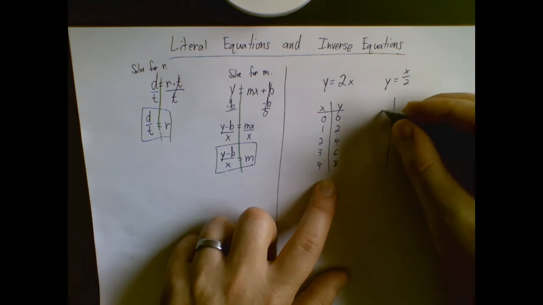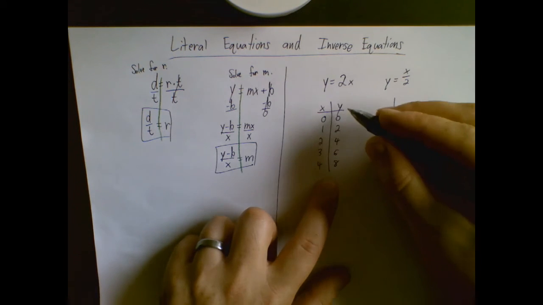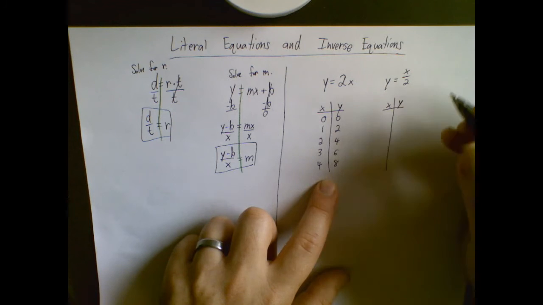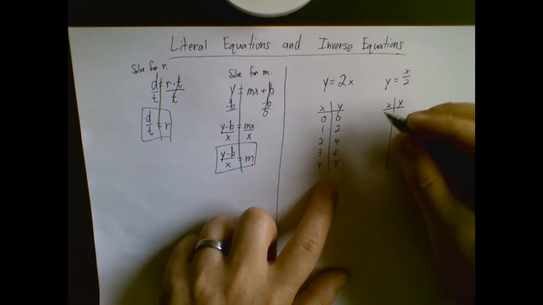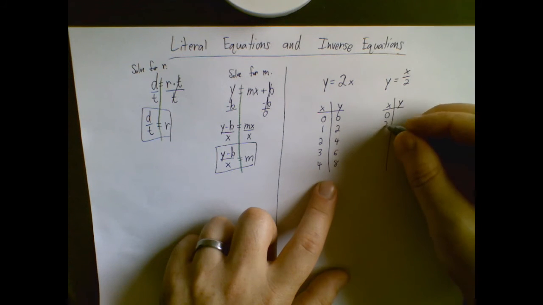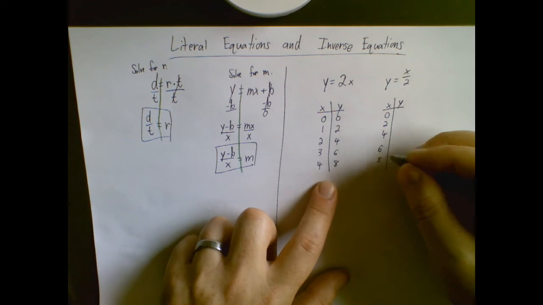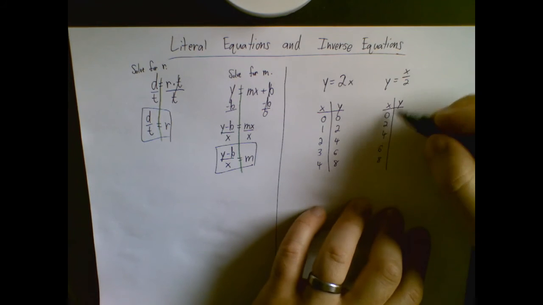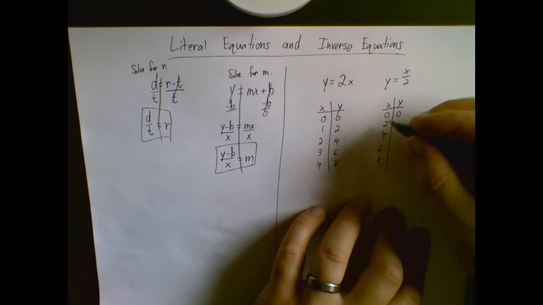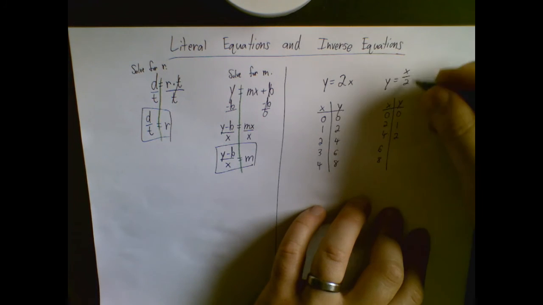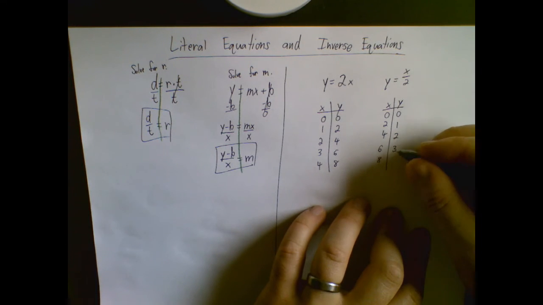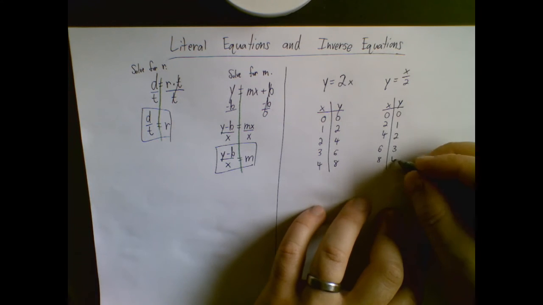And if I did this properly, then when I make my xy table, it's going to be this one flip-flopped. So I'm going to start with my y values over here. And then I'm going to plug them in. With 0 divided by 2, 0. 2 divided by 2, 1. 4 divided by 2, 2. 6 divided by 2, 3. 8 divided by 2 is 4.